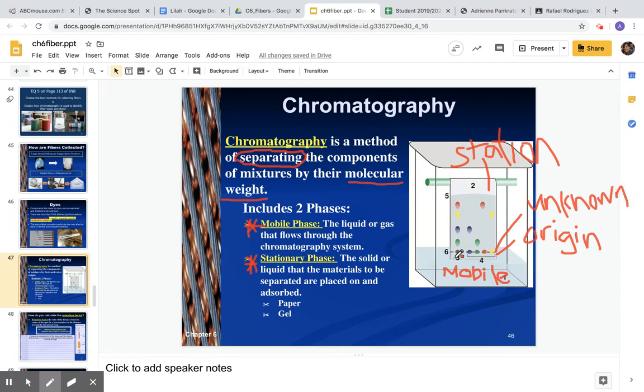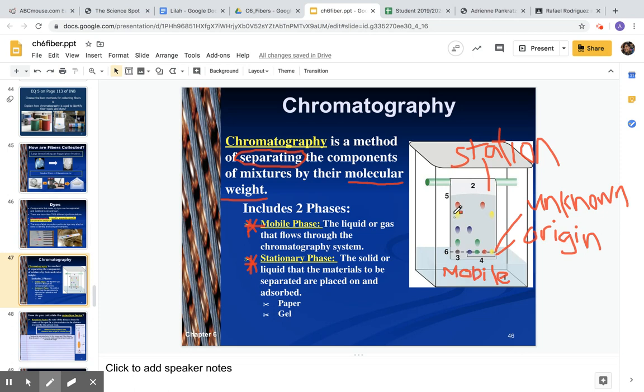Okay, so we're going to place them. When you place these, you only want to put a small dot. You don't need to put like a huge glob. About the size of a pinpoint, or just taking your marker and dotting it on that line, that's sufficient, enough to get this experiment rolling.